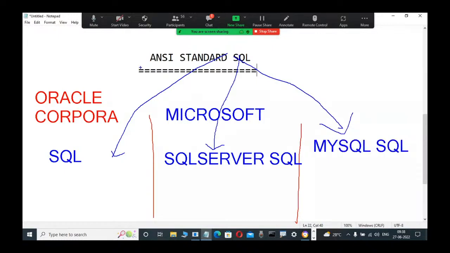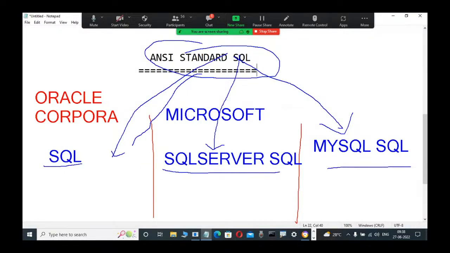That's why these are always derived from the ANSI standard SQL language. Oracle Corporation created Oracle SQL. Microsoft created SQL Server SQL. MySQL created MySQL SQL. Teradata, NCR Corporation, created Teradata SQL. These all SQL languages are conceptually the same: joins, constraints, procedures, functions, triggers, packages. These are all available, conceptually the same. But totally syntactically different, and functions are also different.